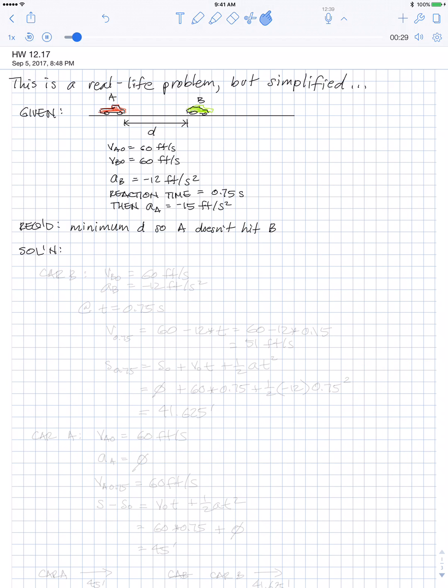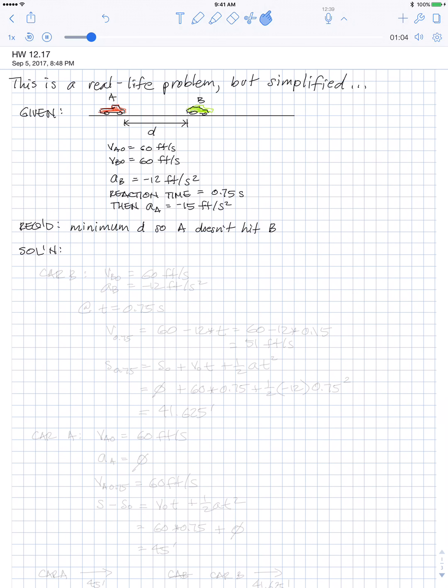However, when car B slams on his brakes or her brakes, car A has a 0.75 second reaction time. That is, car A starts to catch up for 3/4 of a second, and then car A puts on the brakes and starts to back off. And so the problem wants to know how far apart do these cars have to be before everything starts so that car A does not rear-end car B.